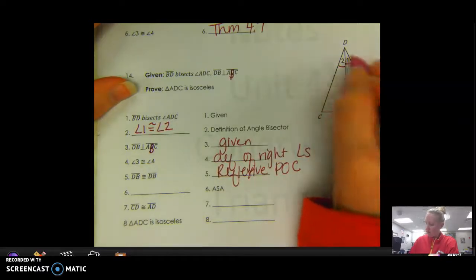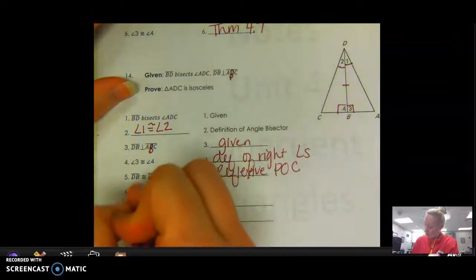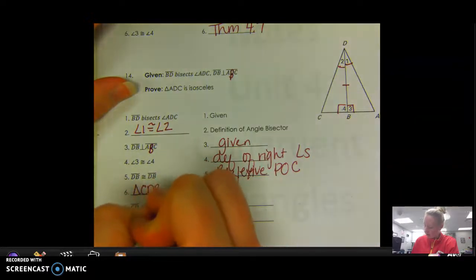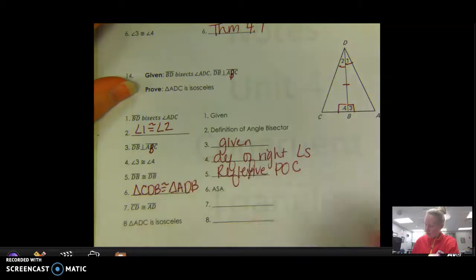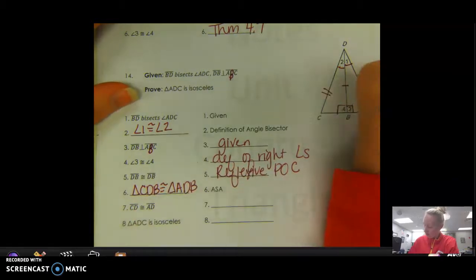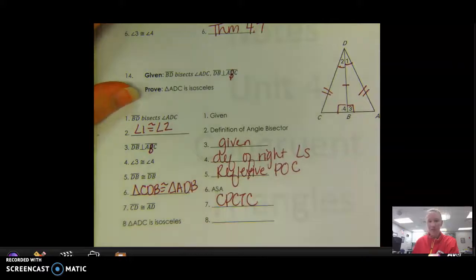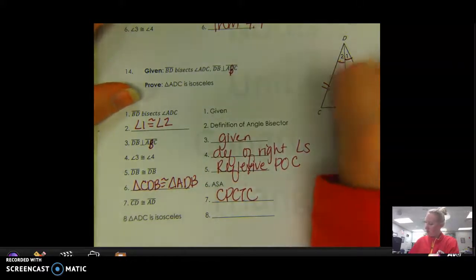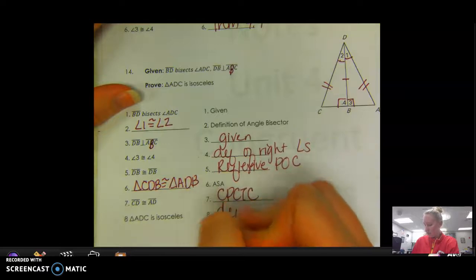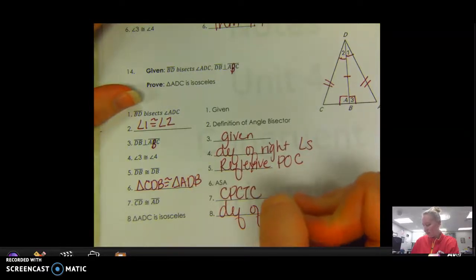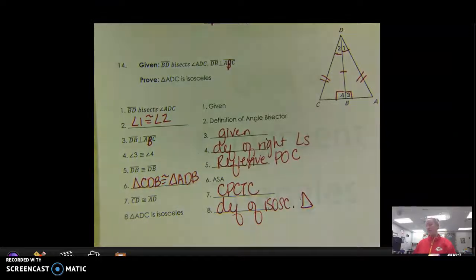Now I know that this triangle is congruent to this triangle because of angle, side, angle. So triangle C to D to B is congruent to triangle A to D to B. Therefore, C to D is congruent to A to D. That is CPCTC. Corresponding parts of congruent triangles are congruent. That means that this big triangle is isosceles. Well, that's just definition of isosceles triangle. Because an isosceles triangle means that two sides are congruent.